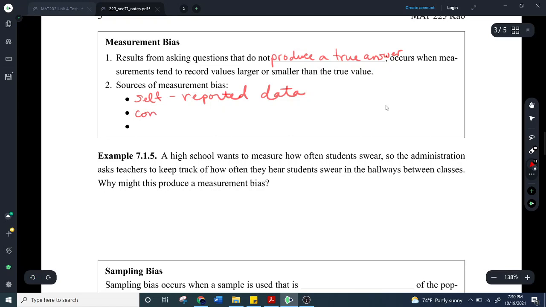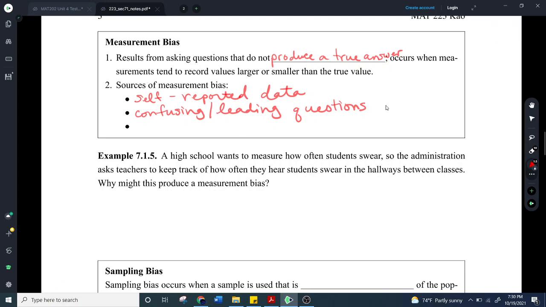Confusing questions is another one. So asking questions that are confusing, or I must say confusing or leading questions. And I'll give you some examples of this in a minute. But if the survey question itself causes people to say an answer that's not necessarily true, or maybe causes them to lie about an answer, that's going to give us a measurement bias because more people are going to say one answer than another that maybe isn't necessarily true. And then along with questions, anything that's non-neutral. So if we ask a question in a way that, again, causes somebody to say one thing versus the other, that can cause a measurement bias.